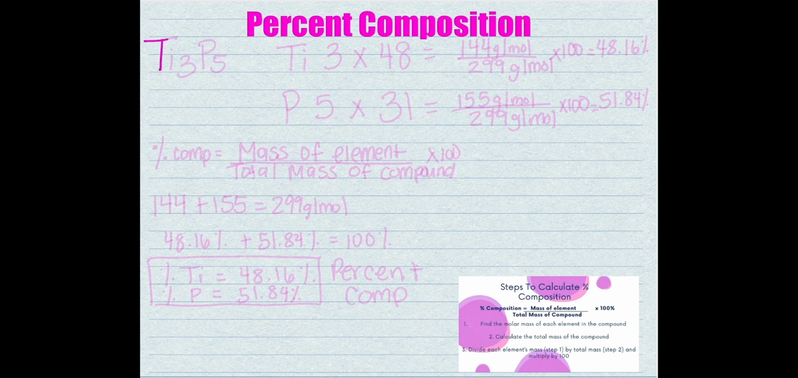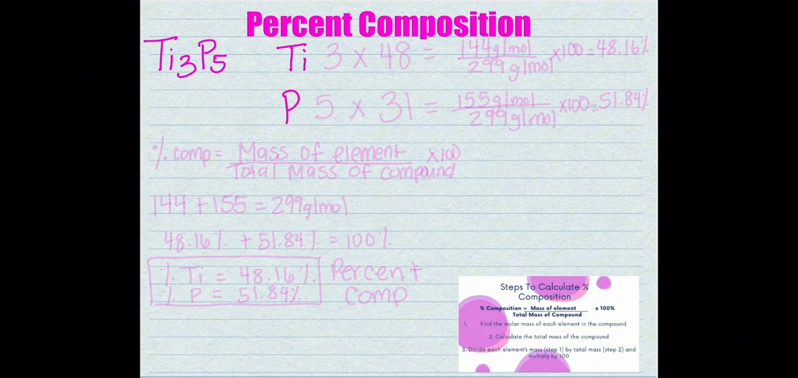So the example that we're going to use is Ti3P5. All right. So we know that the first step is to find the molar mass of each element in the compound, okay? And we learned in the last video that the first step to finding the molar mass is to go ahead and separate your elements. So we're going to separate our elements. We have Ti and we have P. So we separated those elements.